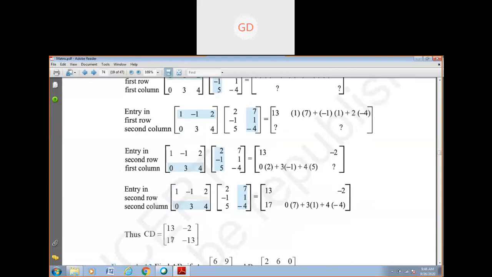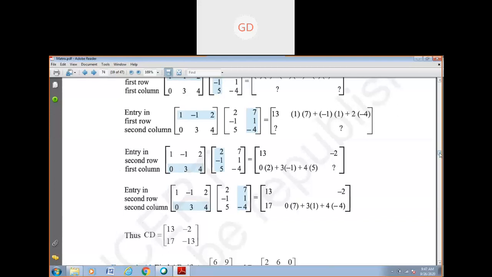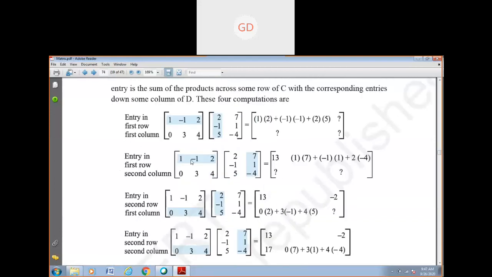So this is the procedure to have matrix multiplication. If you see once again, just observe carefully. First row into first column is the first element. First row into second column is the second element of the first row. That means multiplication by the first row is over.